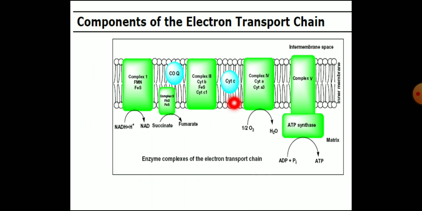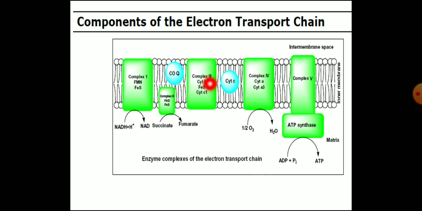So in this diagram you can see the whole of the electron transport chain in the inner mitochondrial membrane. This is complex 1, where FMN and Fe-S are present and NADH is the reducing equivalent taken in. Then succinate is converted to fumarate in the TCA cycle, where FAD is taken and transfers electrons to coenzyme Q. So both from complex 1 and complex 2 electrons are taken to coenzyme Q, which is the mobile carrier.